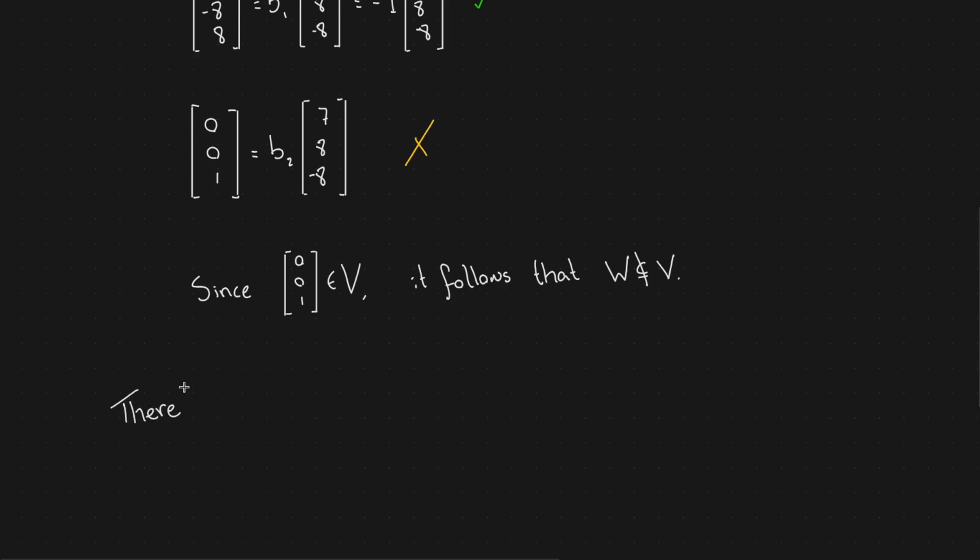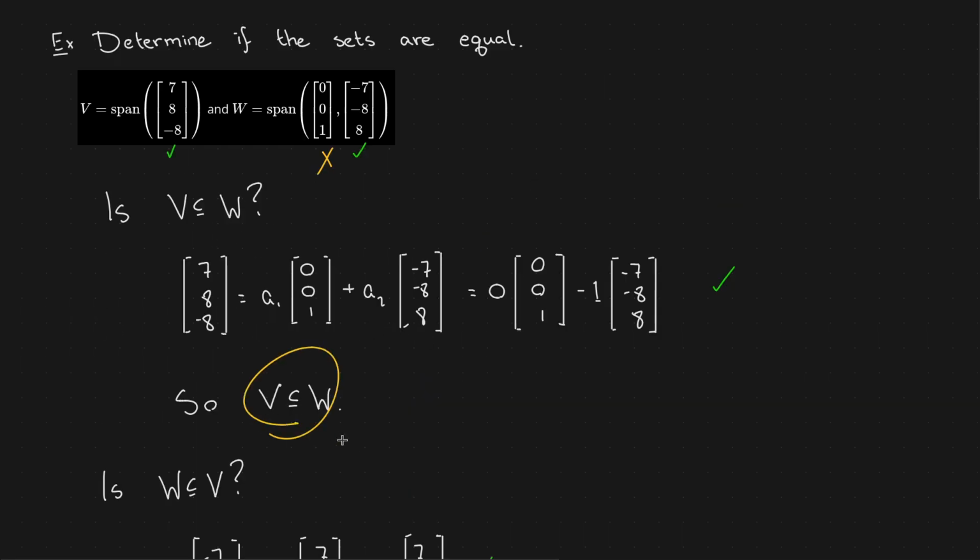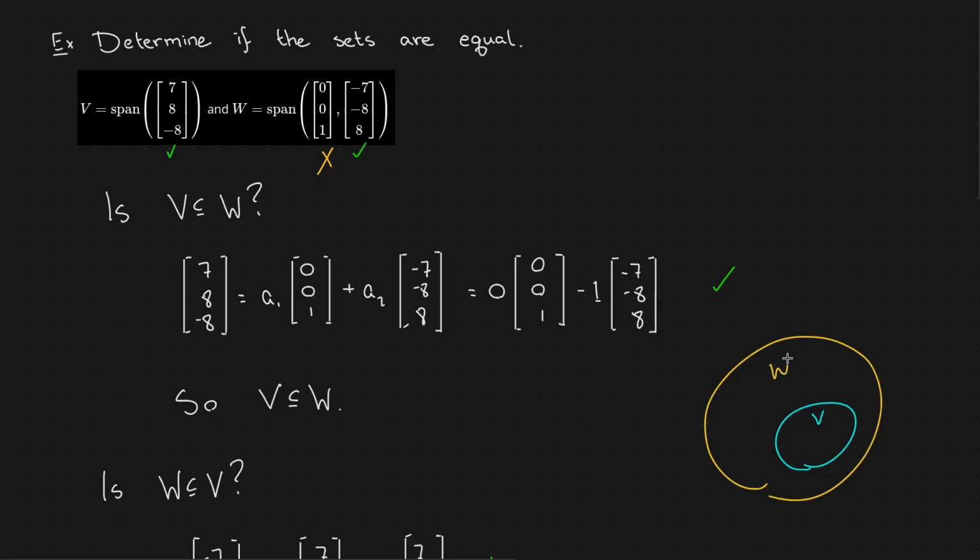Therefore, V and W are not equal sets. Okay, V is a subset of W, but there are vectors that are in W that are not in set V. So if we were kind of to draw a diagram, maybe V, these are the vectors in V. W has everything that's in V, but then more.